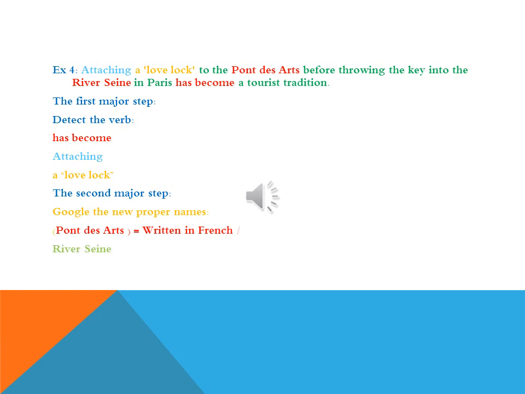طيب يا شباب, this is the fourth example. I think that this is a more complicated example than the previous examples. ليه؟ عشان في حاجات غريبة شوية احنا مش عارفينها.